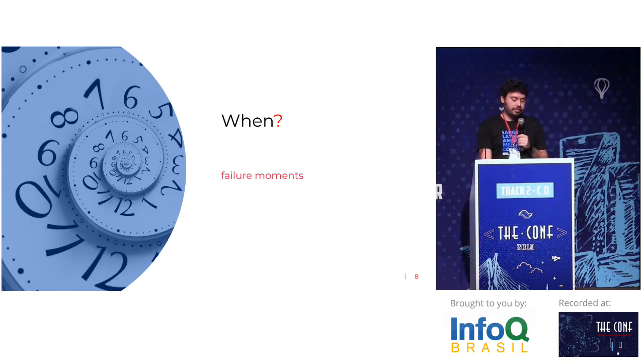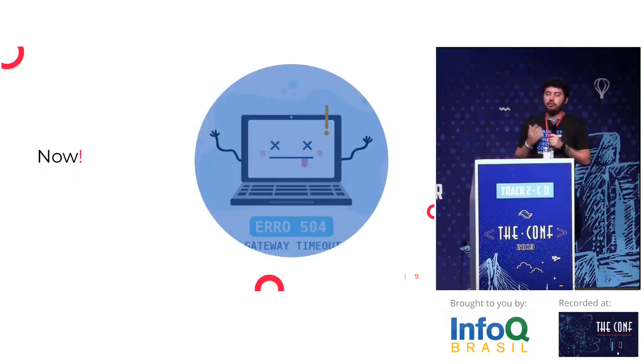The first moment will be now. It's a now failure. If my call to an external service is taking too long, maybe I'm facing a momentary failure, a temporary failure. So this will be our now failure. How can we detect a now failure? A good way to detect a now failure will be using timeouts.